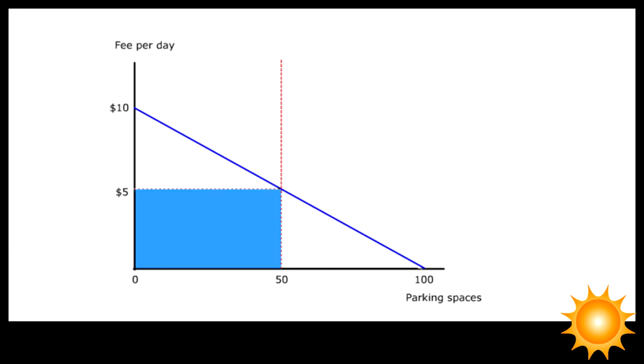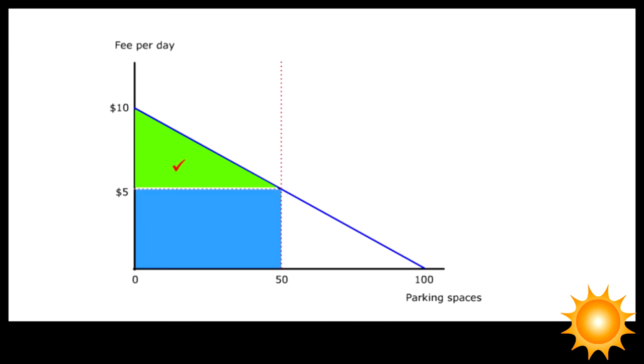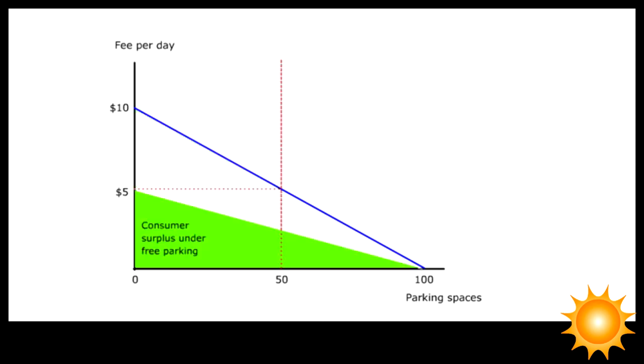So the total benefit under paid parking exceeds the total benefit under free parking by the consumer surplus under paid parking. Sure enough, consumer surplus under free parking exceeds consumer surplus under paid parking, but it is total benefit that counts.